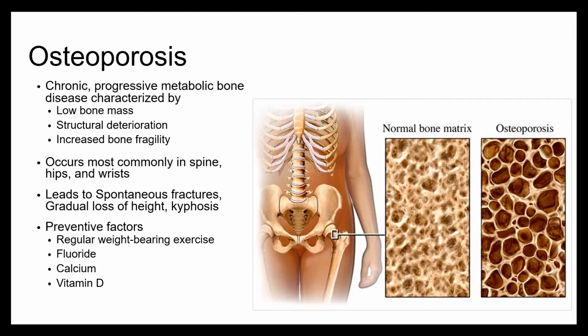Treatment and prevention for osteoporosis consists of medications such as bone reabsorption inhibitors, a healthy diet containing adequate amounts of fluoride, calcium, and vitamin D, and getting regular weight-bearing exercise, which helps to prevent the bone loss and strengthen the already weak bones.